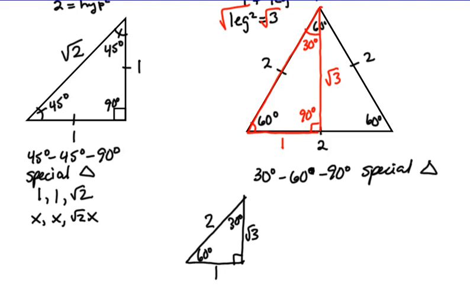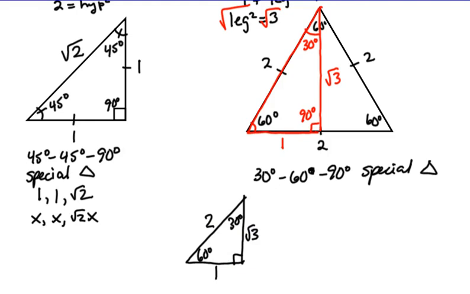I want you to notice that 2 is a bigger number than the square root of 3, because if I square 2, I get 4. If I square the square root of 3, I get 3. So 1 squared is 1, square root of 3 squared is 3. Those add together to give me 2 squared, which is 4. It's very important that you remember which side goes with which angle.